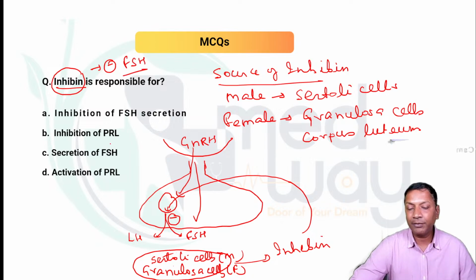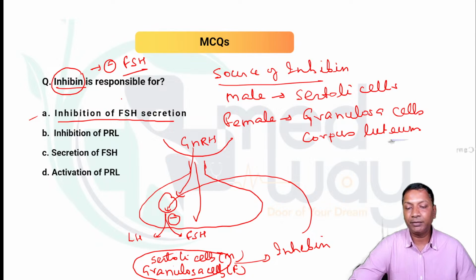Now come to the options here. Option A is inhibition of FSH secretion, so this is the correct answer here. Inhibin will inhibit the secretion of FSH hormone. FSH means follicle stimulating hormone. So remember about this. Then come to the next question.